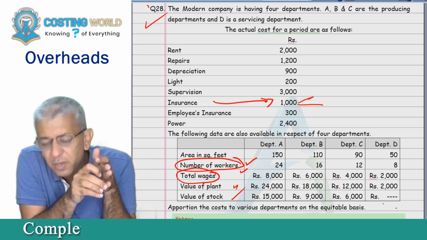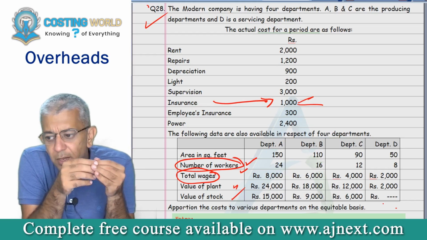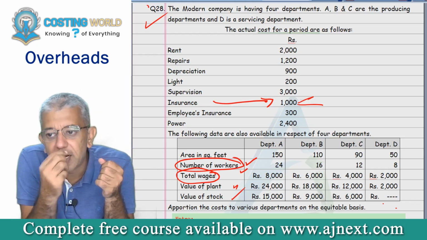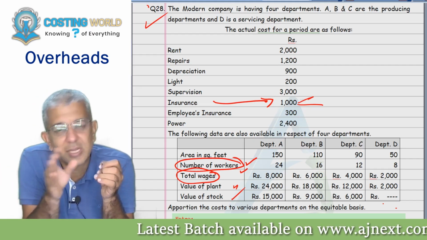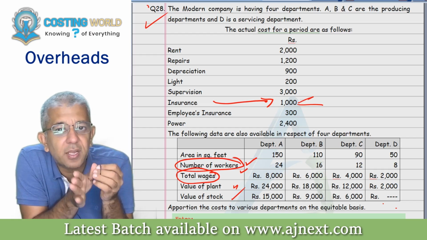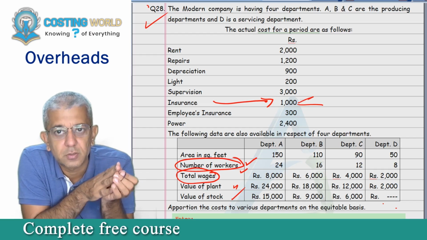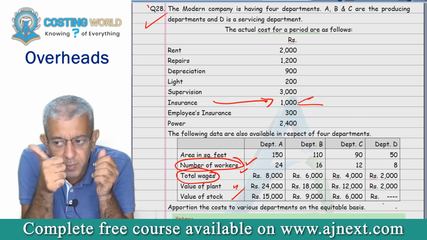Now, different states have different rules for calculation of employees insurance. In some states, it is like this, that employees insurance is 300 per worker. That's it, irrespective of his wages. If it is like that, then you divide it in the ratio of number of workers, because more workers will mean more insurance premium. Is that all okay?